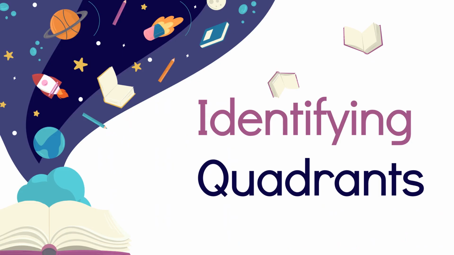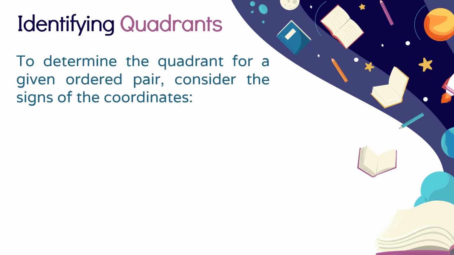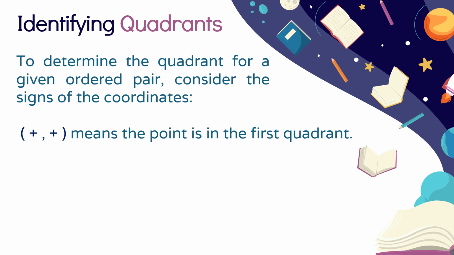Since you are already familiar with plotting points, this time let us identify the quadrants. Based on our discussion a while ago, we know that we have 4 quadrants in a Cartesian plane. We are going to determine the quadrant for a given ordered pair by simply considering the signs of the coordinates. If we are given coordinates which have signs that are both positive, it means that the point lies in the first quadrant.